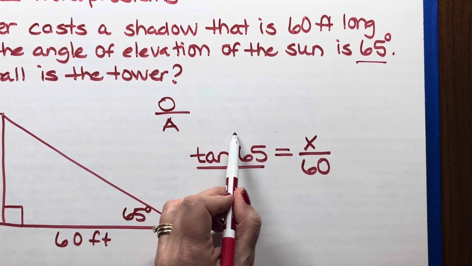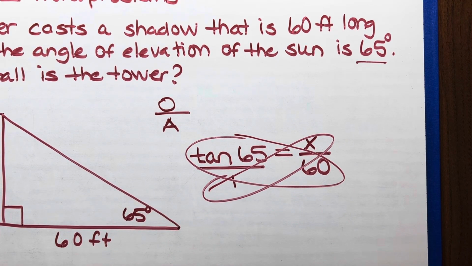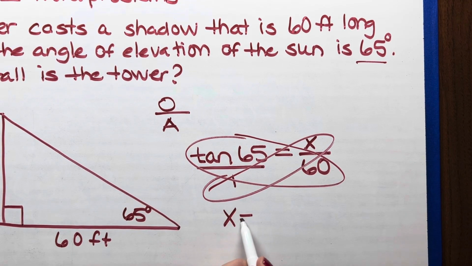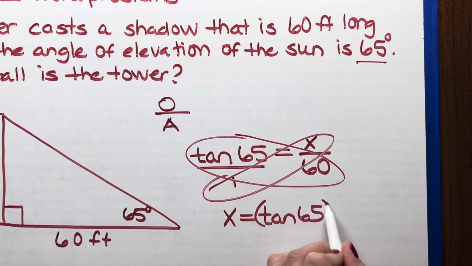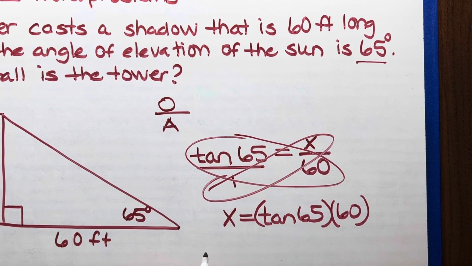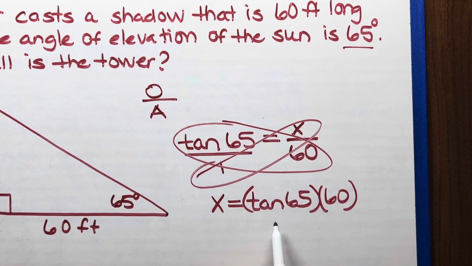So in a proportion, I'm going to cross multiply to solve. That means I do x times 1, which is x, and then I'm going to have the tangent of 65 multiplied by my 60. Now, remember that you're going to need either a scientific calculator or a graphing calculator in order to be able to complete this problem. So if you don't have one, pause and go grab it.